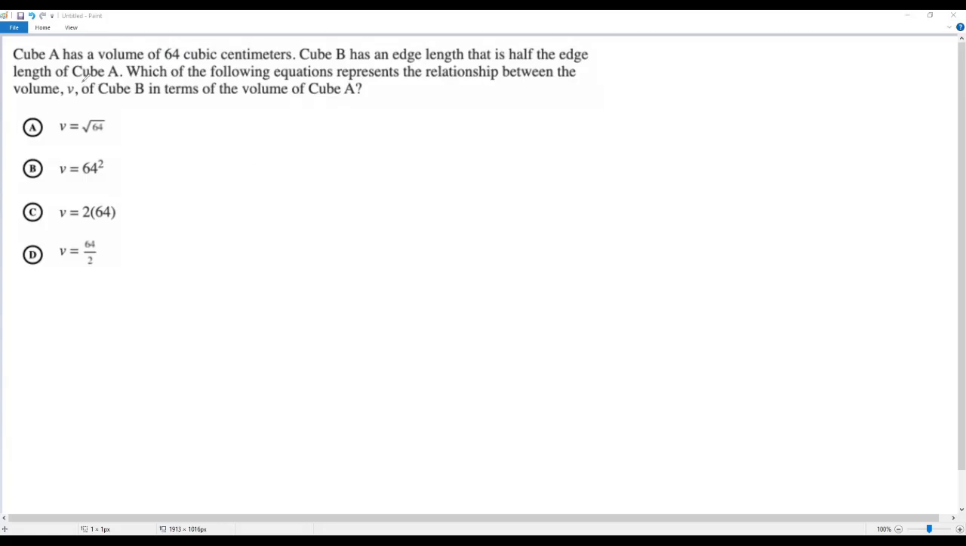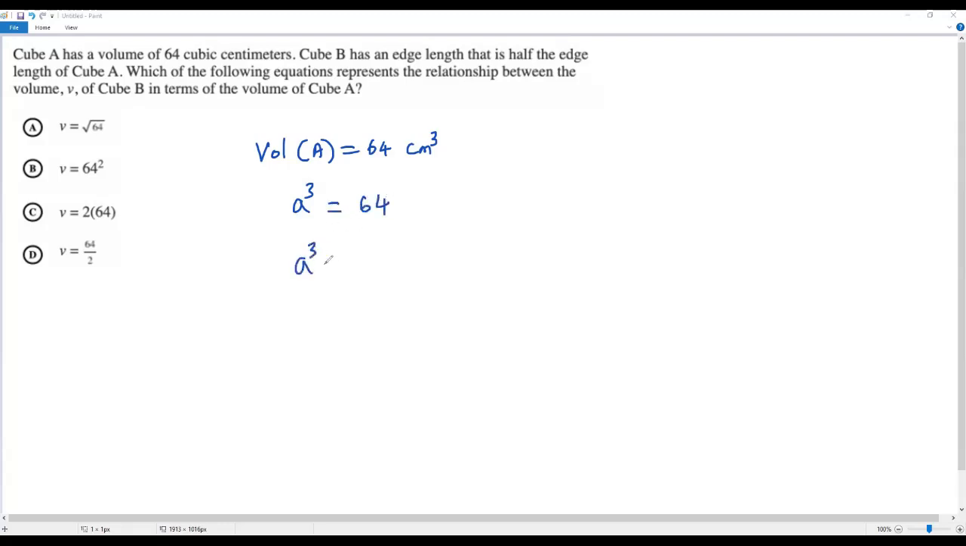Okay, now let's consider the first information, that cube A has a volume of 64 cubic centimeters. Let me write it over here. So the volume of cube A equals 64 centimeter cube. Let me assume a as the edge length of cube A. When I know the edge length of a cube and want the volume, the edge length has to be raised to the power of 3. So now this a cube represents the volume of cube A, and this a represents the edge length of cube A, which equals 64.